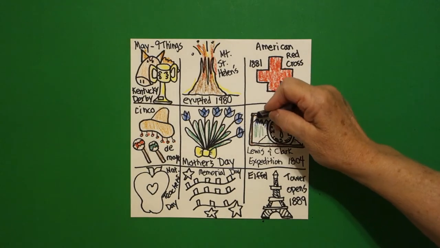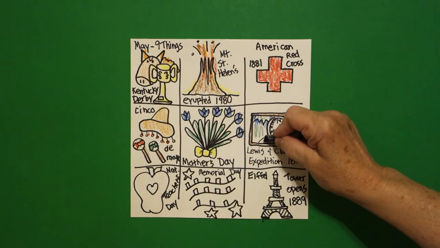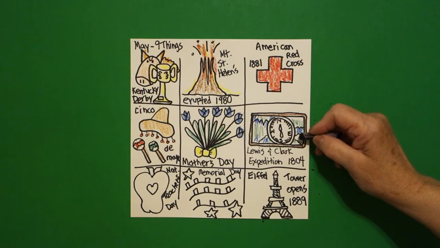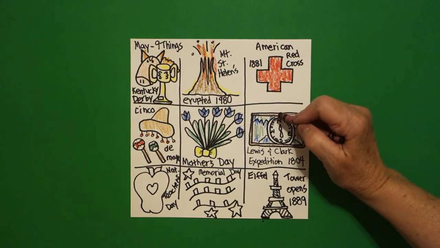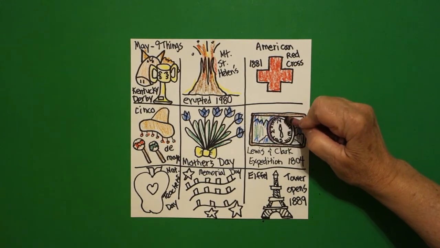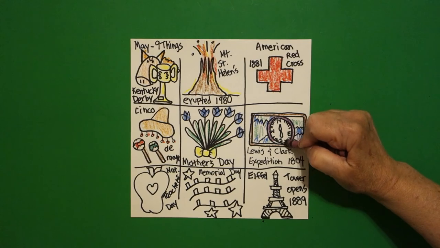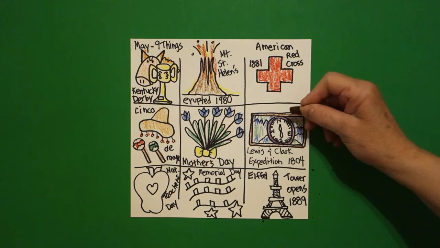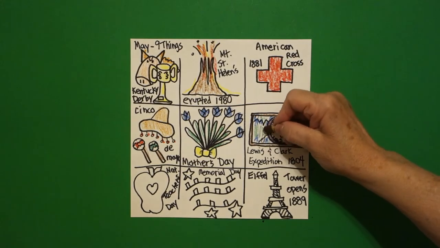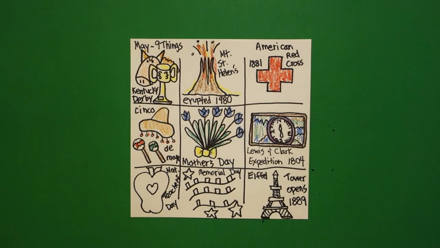They took specimens of all the new animals they found. Like they had never seen a prairie dog. Just all kinds of interesting. They met all the Native Americans. They were gone quite a while too. Okay. A little bit of brown. This is very important. So this also happened in May. A lot of things happened in May. Maybe because of spring. Okay, next.